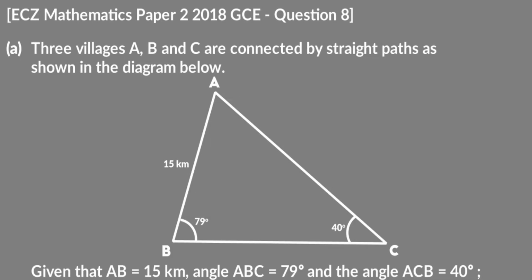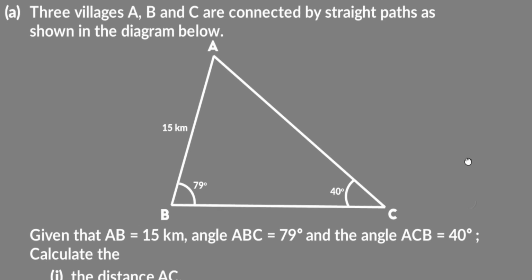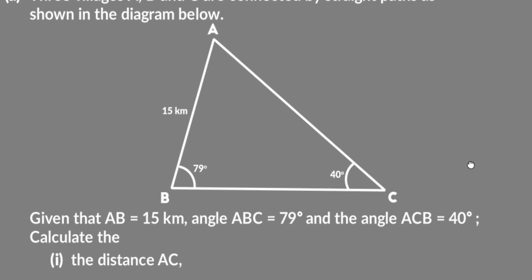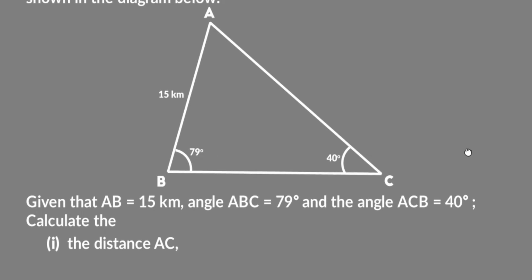The next question is from Mathematics Paper 2, 2018 GCE question 8. 3 villages A, B, and C are connected by straight paths as shown in the diagram below. Given that AB is 15 kilometers, angle ABC is 79 degrees, and the angle ACB is 40 degrees. Obviously, now we'll be asked questions. The first question we're asked is to calculate the distance AC.